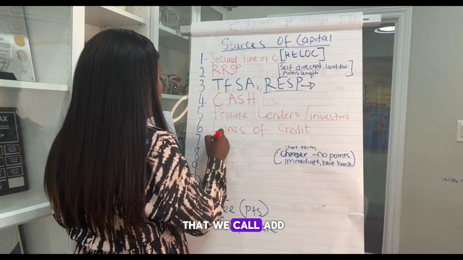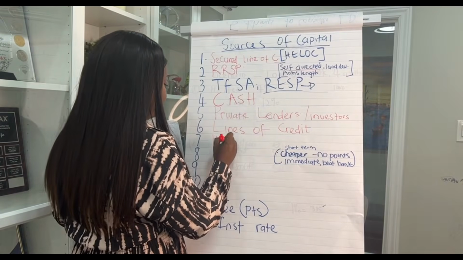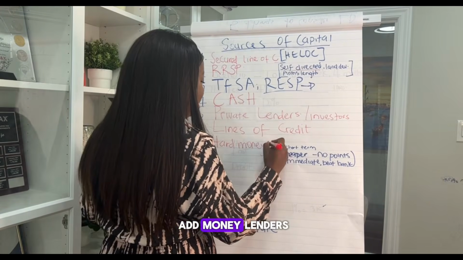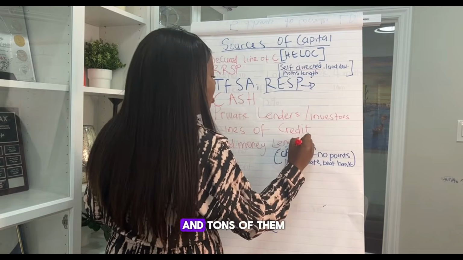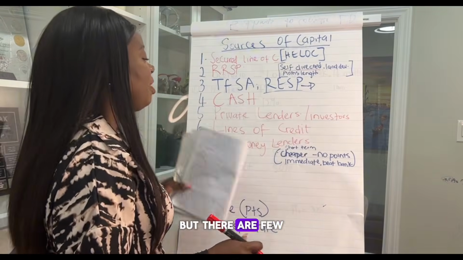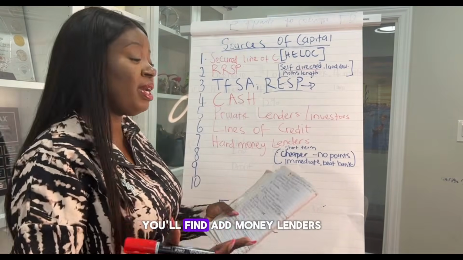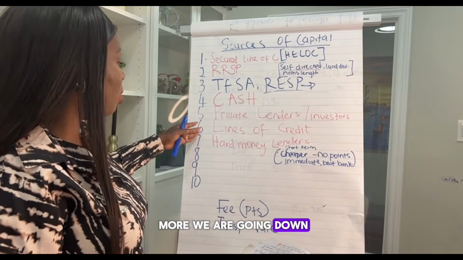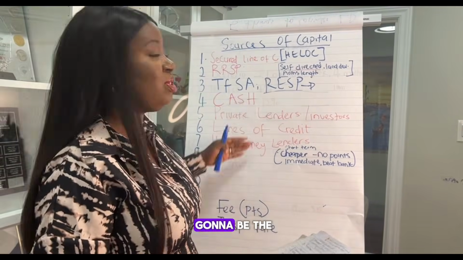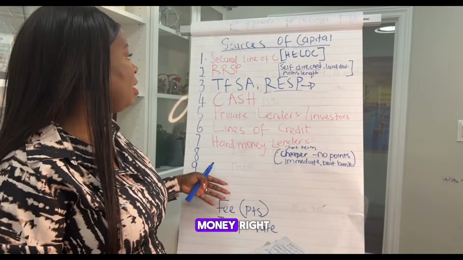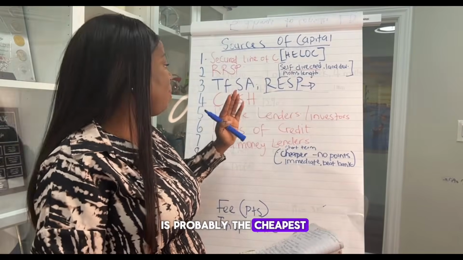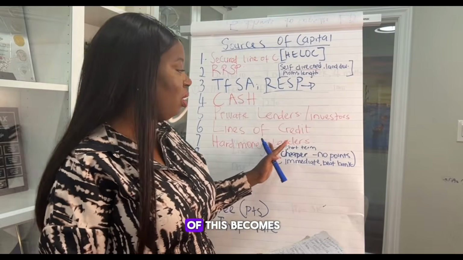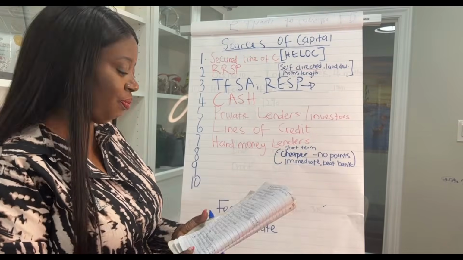There are other people that we call hard money lenders. If you go on Google and search for hard money lenders, you're going to find tons and tons of them, especially in the US, but a few of them are also coming to Canada. They are usually more expensive. So you see, the more we go down, the more expensive all of this is going to be. It's expensive money. A secured line of credit is probably the cheapest, or even cash is probably the cheapest. But as we go down, generally you'll see that all of this becomes more and more expensive.